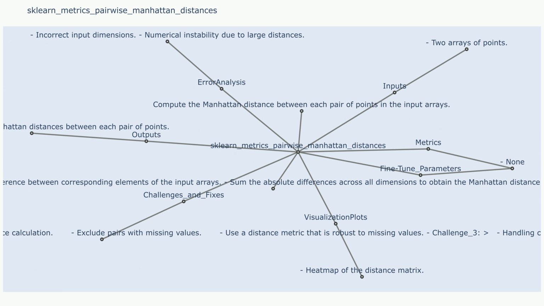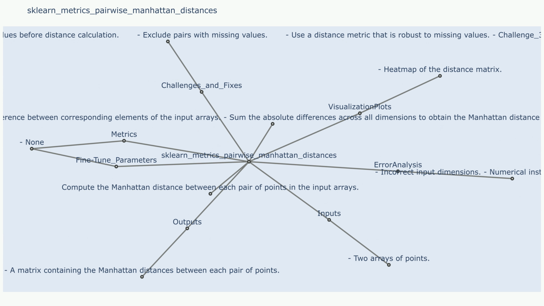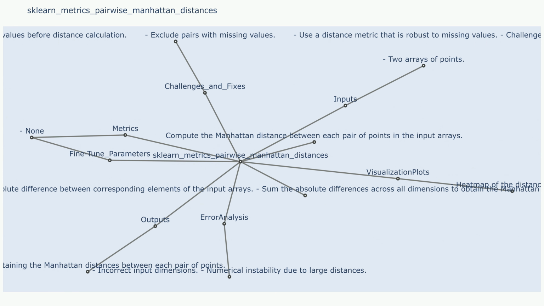The Manhattan distance is sensitive to the scale of features. If features have very different scales, the distance will be dominated by the feature with the largest scale. Sample use case that resulted in challenge 2. A dataset with features representing age, income, and number of purchases, where the scales are significantly different.